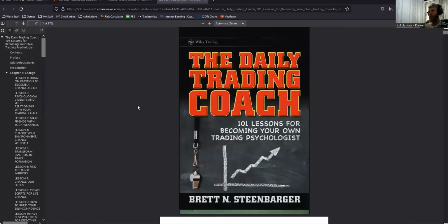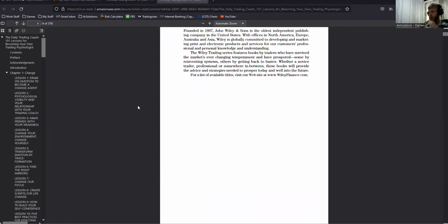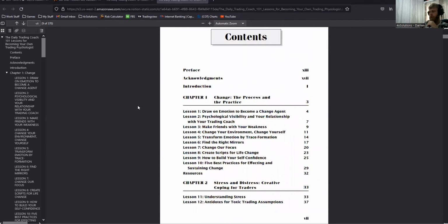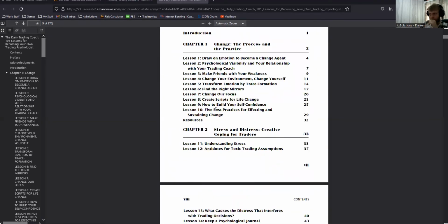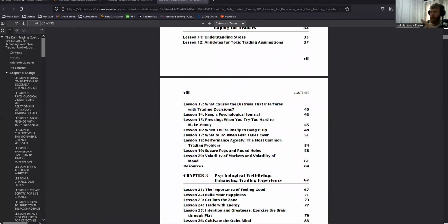Let me just open this quickly and give you a brief overview. This is a very nice book for someone who does not like to read, because it is not meant to be read from cover to cover, although you can. It's really a sort of handbook. You can come to this book and choose a topic that may be associated to yourself. Chapter 1 has all of these topics: how to build self-confidence, five best practices for effecting and sustaining change, what to do when fear takes over. Maybe some of these headings or chapters resonate with the problems you are going through psychologically or emotionally, and you go to the page number. It's a handbook guide to psychology.